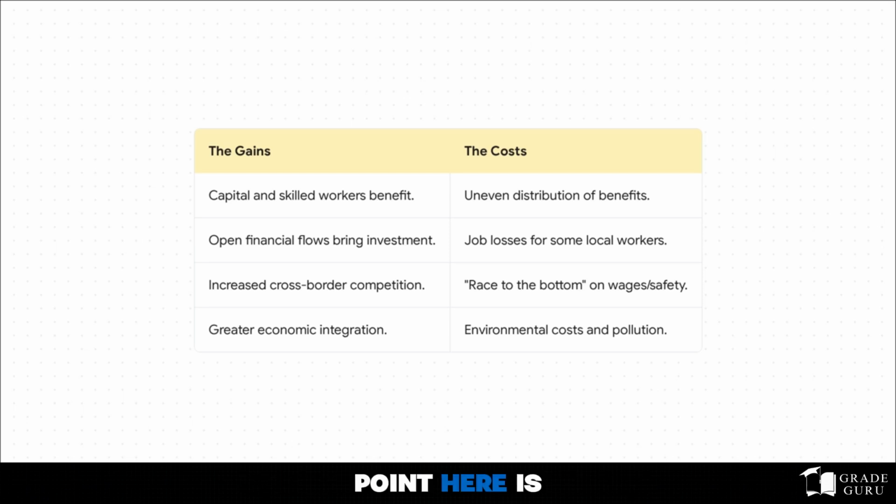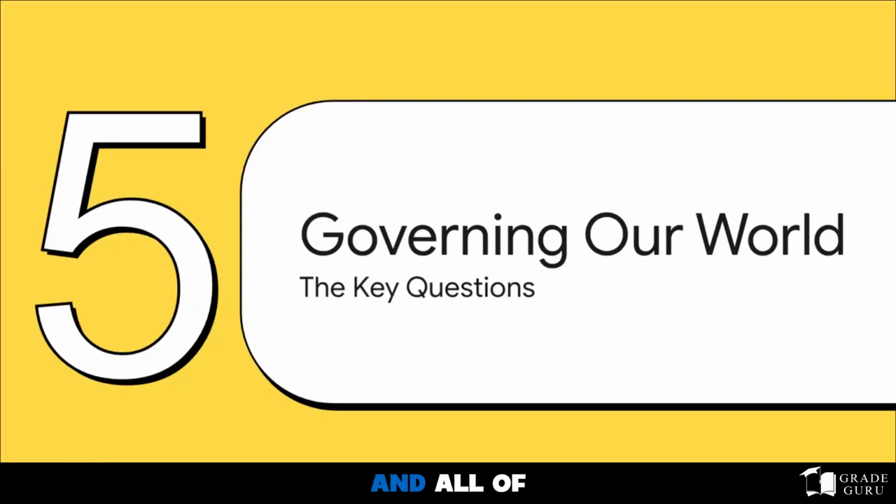Now, the key point here is that most critics aren't saying, let's just stop globalization. They're saying, we need to change the rules of the game to make it fair and more sustainable. And all of this leads to one massive final topic. How on earth do we manage this super-connected world? And for your exam, it's less about having all the answers, and more about understanding the really tough questions that leaders are grappling with right now.